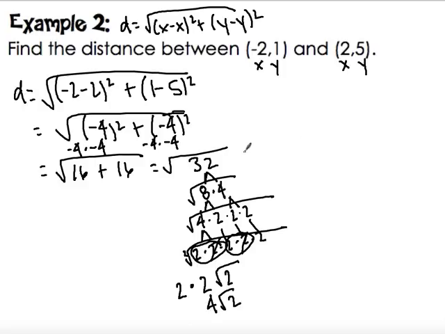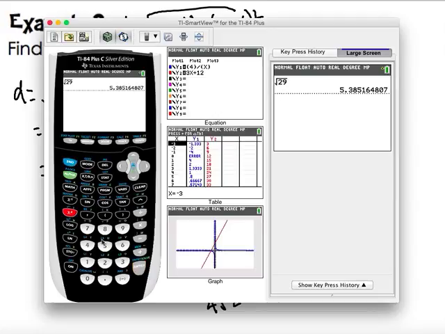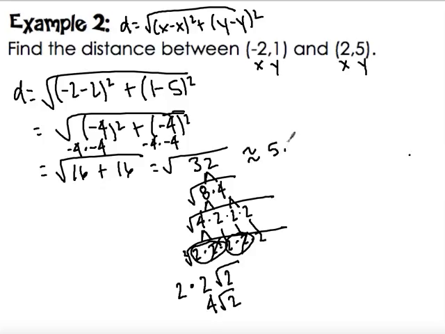I could also get a decimal approximation by plugging in square root of 32 on a calculator, which would give me 5.656854249. But if I wanted to round to the nearest hundredths place, I would look at the third number, which is a 6. That would bump that 5 up to a 6 also. So the square root of 32 is approximately 5.66. Either of these answers would be correct.